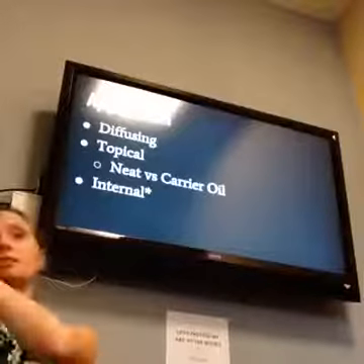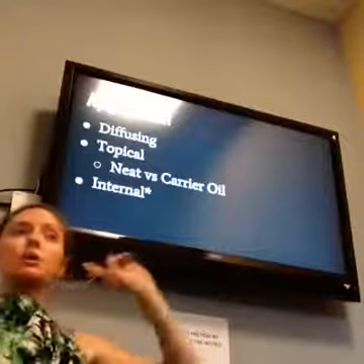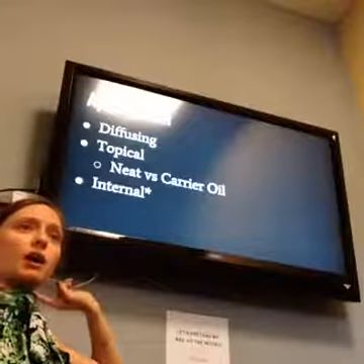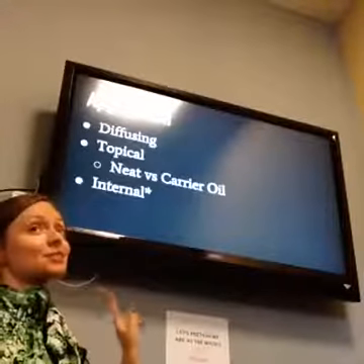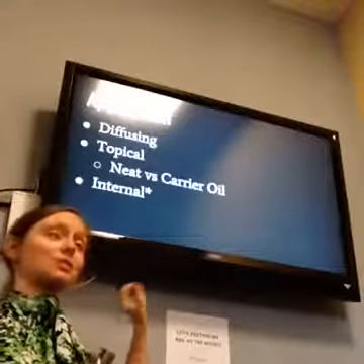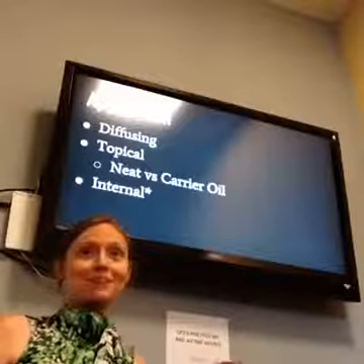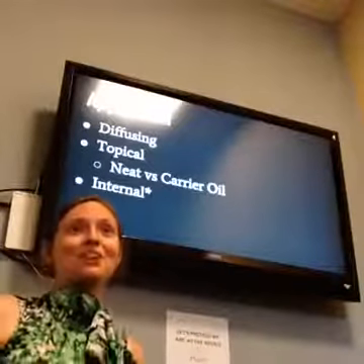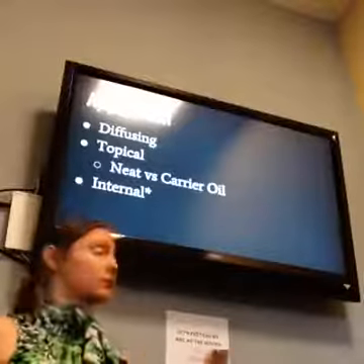So diffusing can be done without a diffuser, which is great. Again, the quality of your diffuser makes a difference, because if you have a low quality diffuser, and you're using high quality essential oils, they will eat your cheap diffuser. So you'll be diffusing plastic in the air. It's really, really important that you have high quality diffusers with this.